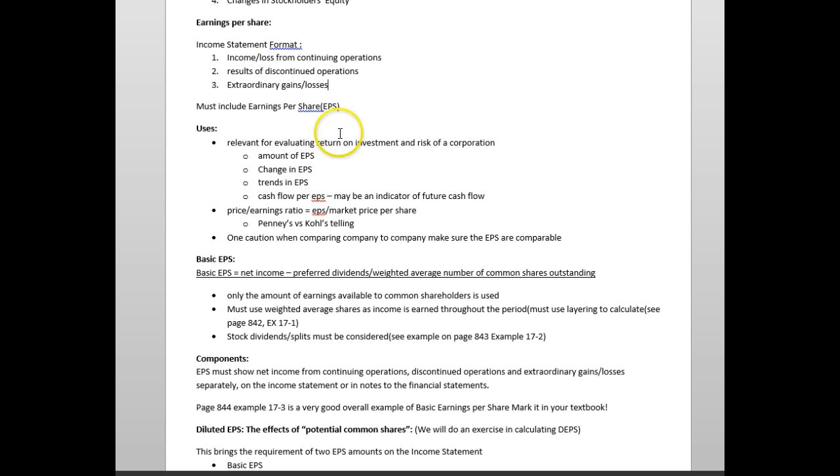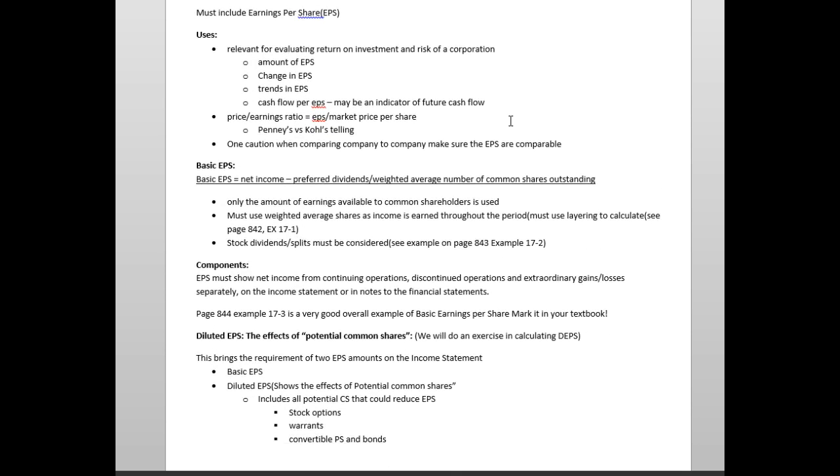So what are the uses of the earnings per share? It's a fairly popular evaluation of a company, so it's very, very important. It's relevant for evaluating the return on investment and the risk of the corporation. And you'll see this used very often on Wall Street, so it's good to know about it, and it's good to know how to figure it.